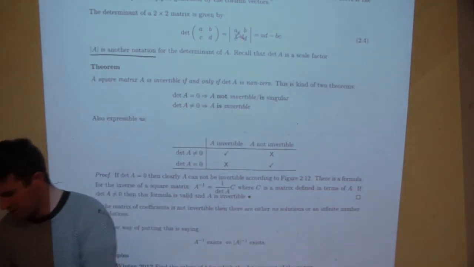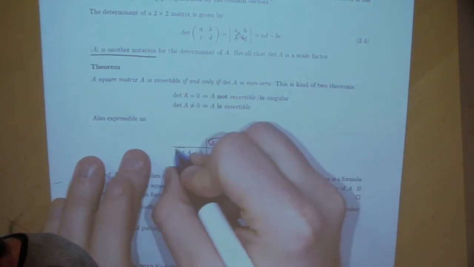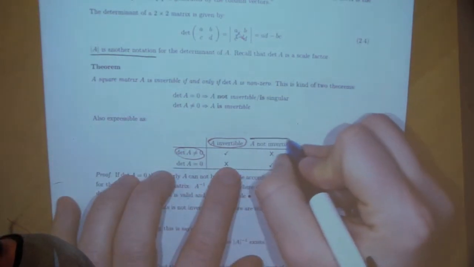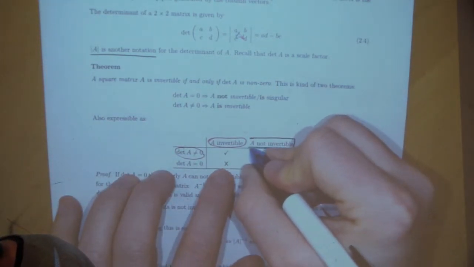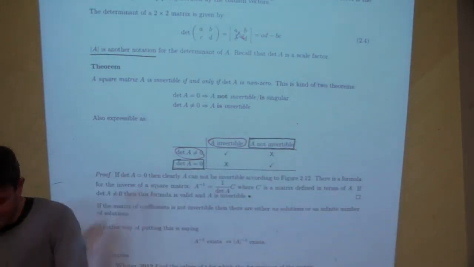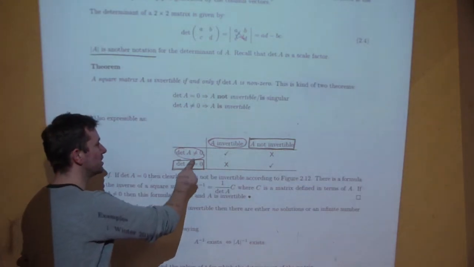If we just circle these, maybe make a round circle here, and a square circle in the middle. So a square matrix is invertible if and only if the determinant is non-zero. So it's kind of two theorems.